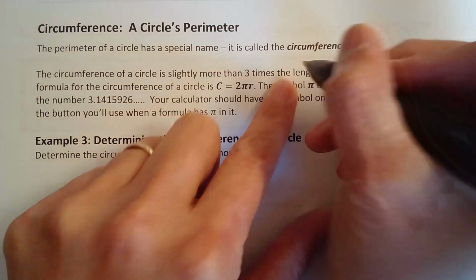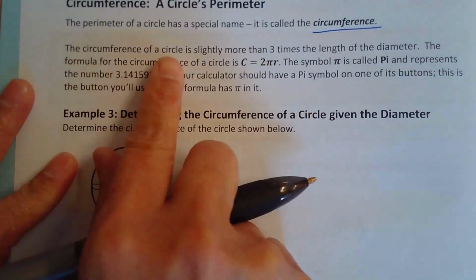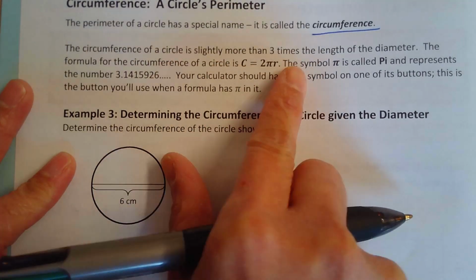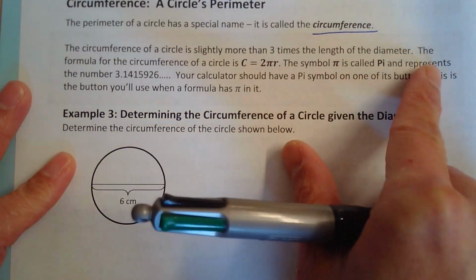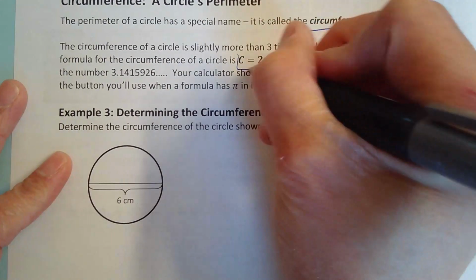It's called circumference. The circumference of a circle is slightly more than 3 times the length of its diameter. The formula for the circumference is this.